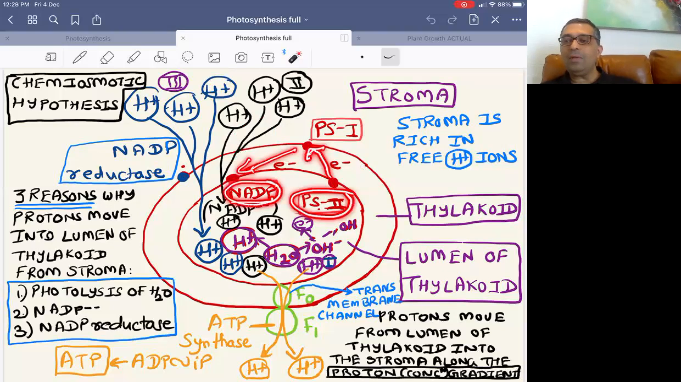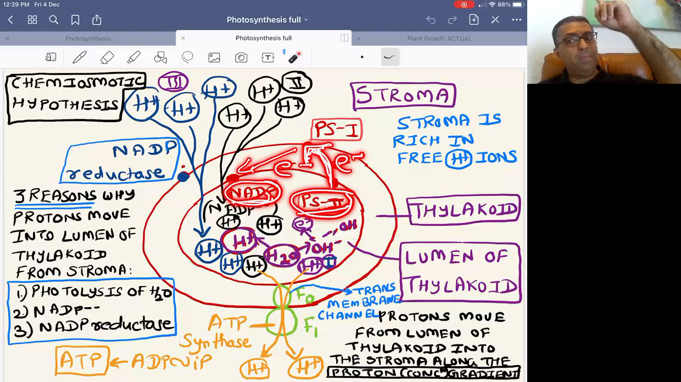तो PS2 का इलेक्ट्रॉन PS1 के पास चला जाता है, and PS1 का इलेक्ट्रॉन NADP के पास चला जाता है. Now, who brought PS1 back to ground state? Electron from PS2 brings PS1 back to ground state, and PS1 का electron has gone to NADP. Who brings PS2 back to a ground state? I hope you remember.